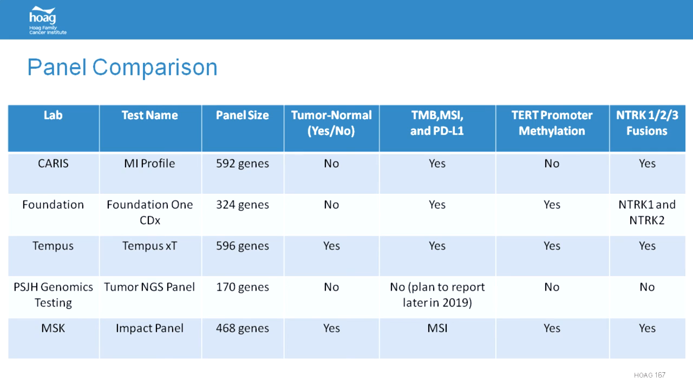Perhaps one of the other very well-knowns is Memorial Sloan Kettering's in-house IMPACT panel, 468 genes with tumor normal subtraction. The power that they have is that they have all the clinical data as well from Memorial Sloan Kettering and treatment outcome. So they have a very robust database that I think we'll be able to mine for not only great publications, but, you know, we can learn from.